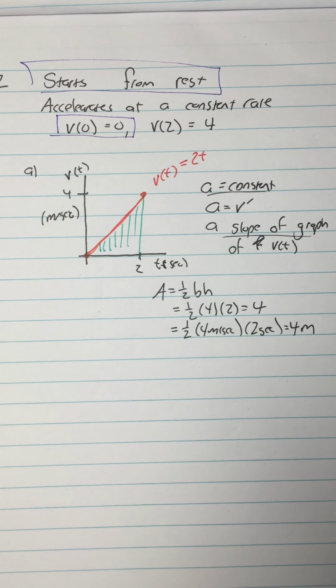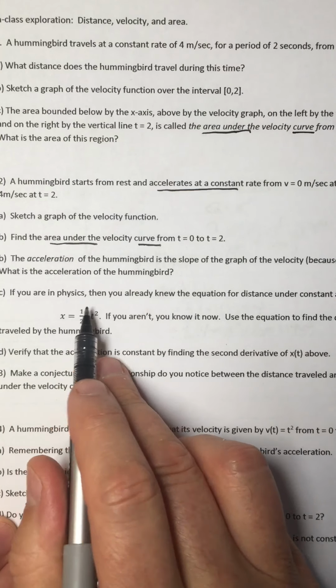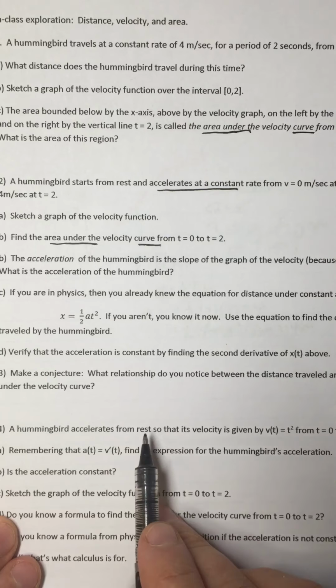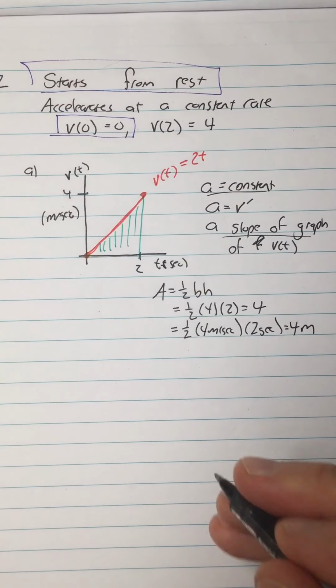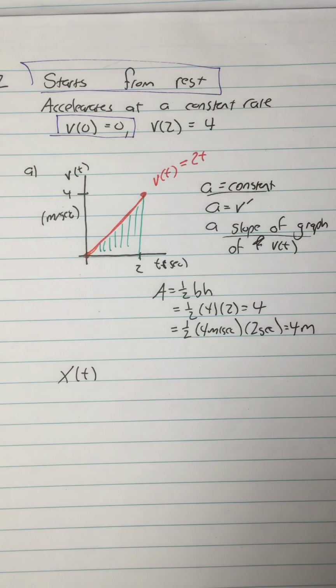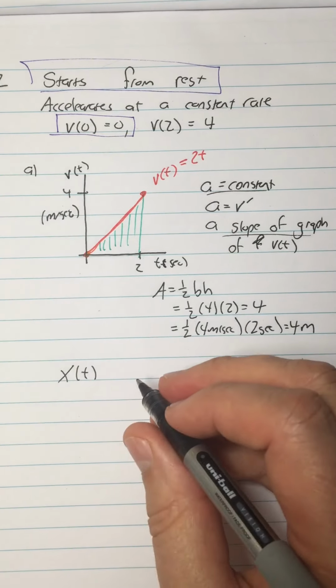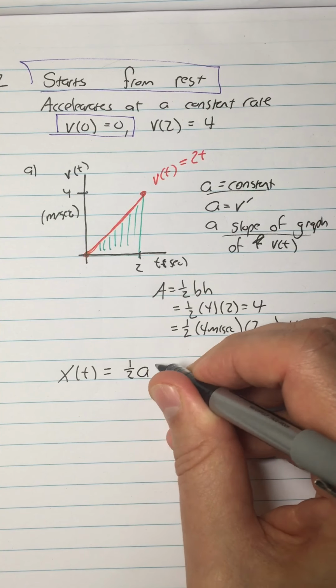All right, then part C. If you are in physics or you've done physics, you probably know this formula, x equals 1/2 at squared. If you don't, then now you know. This is how you get the position. And by the way, we're going to find out why this is the case in this class soon. So x of t is equal to 1/2 at squared.